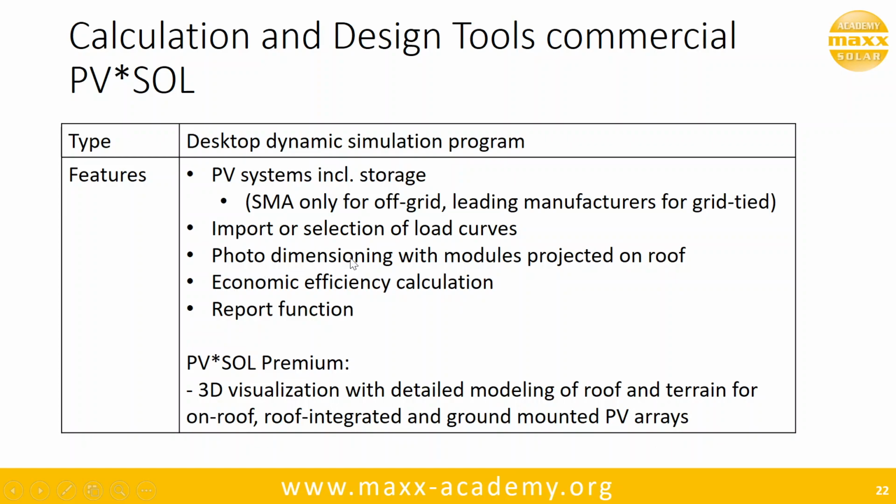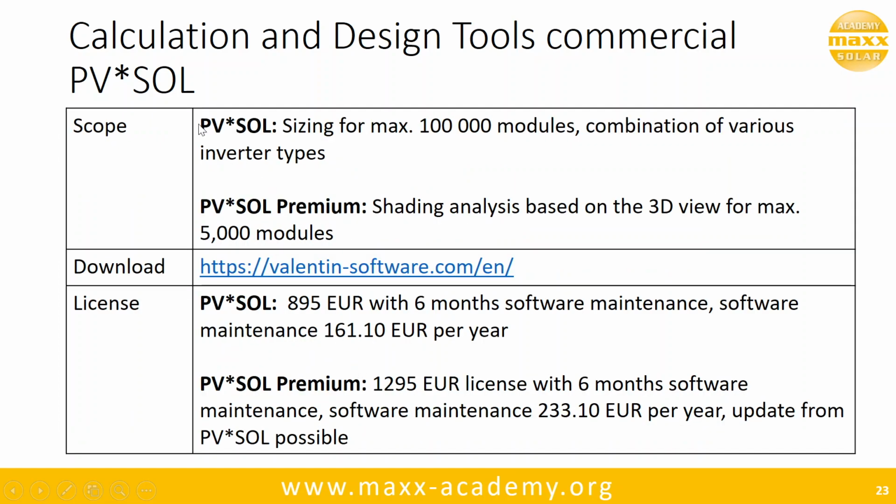The photo dimensioning application is only in PV-Sol Premium, not in the normal version. So there are 2 versions of the application, just PV-Sol and PV-Sol Premium. PV-Sol has a limit of 100,000 modules, whereas PV-Sol Premium has no limit, and you can do the 3D analysis of the roof. You can download the application at this address. There's also a demo version of 30 days available that you can use with almost no limitations.